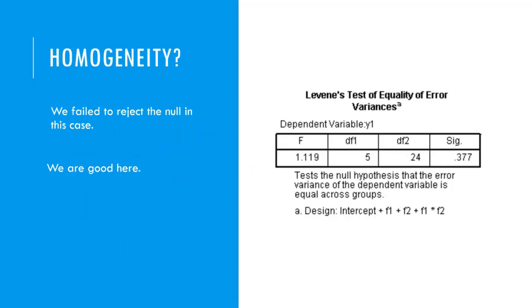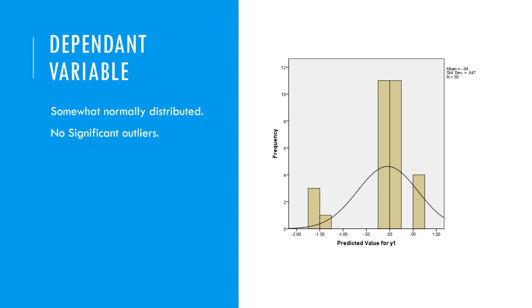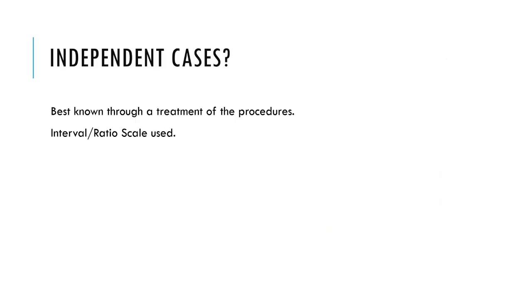So here, as per the check for homogeneity, Levene's test was not rejected. We failed to reject the null, and hence the data is fine, it is homogeneous. With reference to the spread of the dependent variable, there is no significant outlier outside of the normal curve, hence there are no significant outliers that we have found.